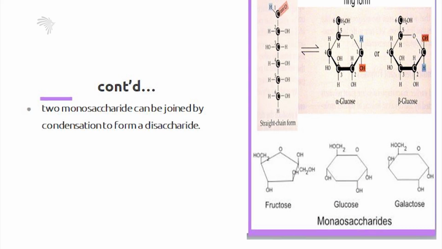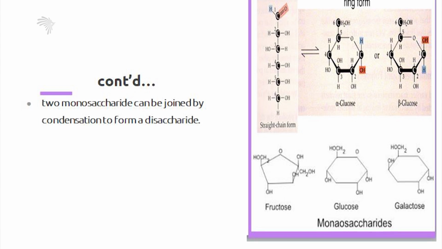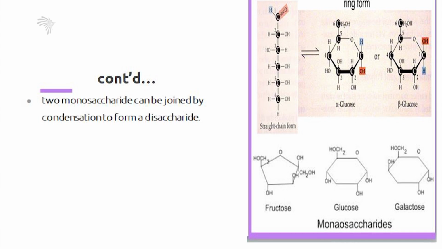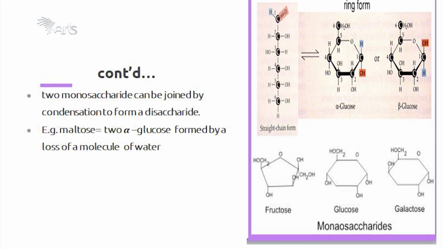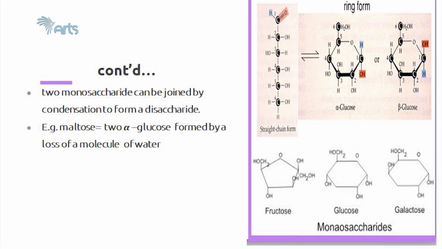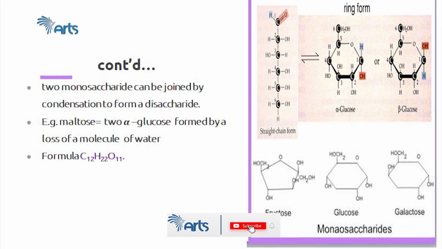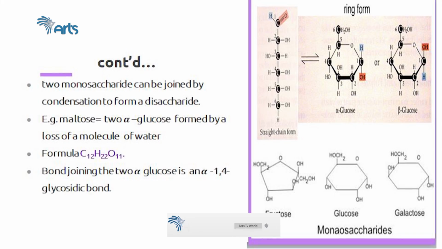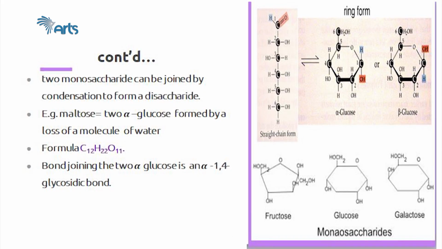The second one is the disaccharide. This is where two monosaccharide units are joined together by condensation to form a disaccharide. For example, maltose is two alpha glucose molecules joined with the loss of a molecule of water. The formula for maltose is C12H22O11. The bond joining the two molecules of alpha glucose is an alpha 1,4-glycosidic bond.